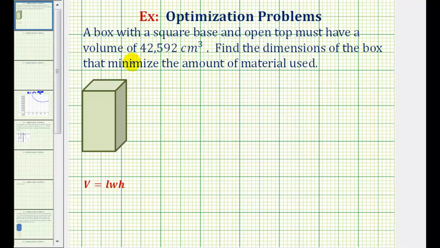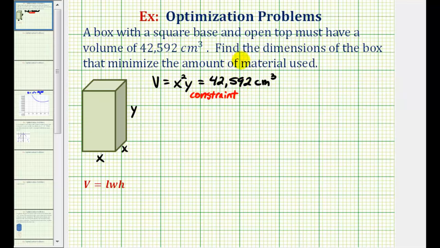Looking at our diagram, since our box has a square base, the length of this edge and this edge would be the same. So if we label this x, this would also be x. Let's label the height of the box y. Since the volume of a box is equal to the length times the width times the height, the volume of this box would be x times x times y, or x squared y. So we know that V must equal x squared y, which in this case must be 42,592 cubic centimeters. Because this equation must be true, we call this the constraint.